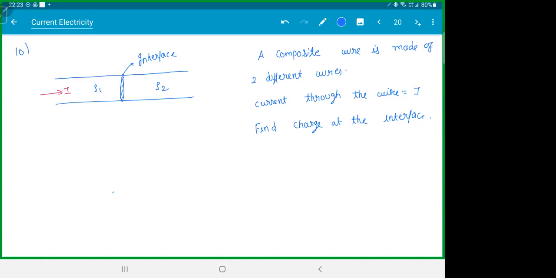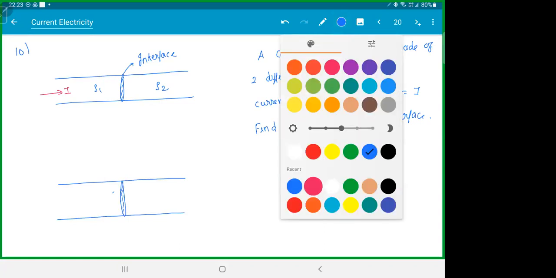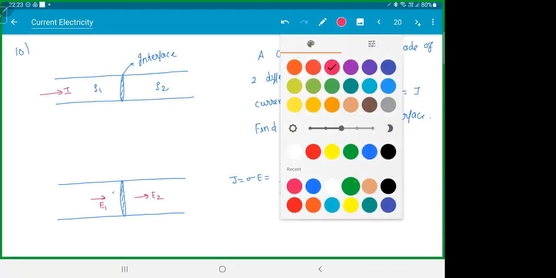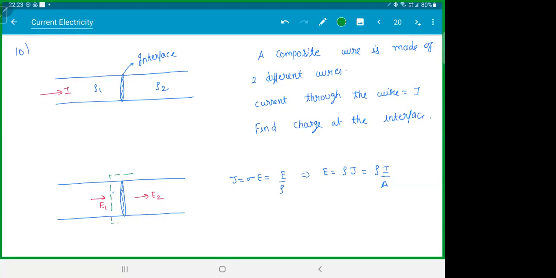Listen, what is happening here? The solution is pretty novel actually. When you have the interface here, we know the current density J is equal to sigma E, or E by rho. Now, on both sides rho is different. So E is equal to rho into J. J is nothing but current by area. So this side, the field will be E1. This side, the field will be E2. So the field is not the same on both sides. Consider a Gaussian surface.